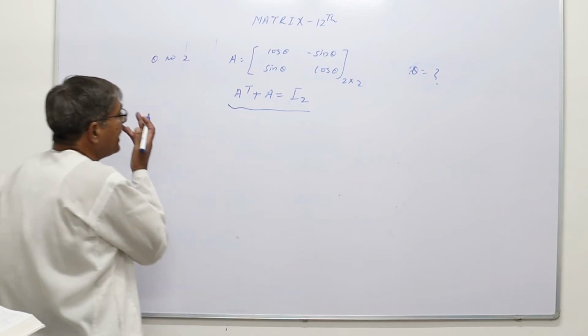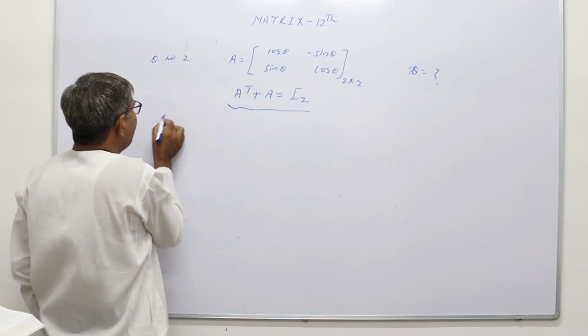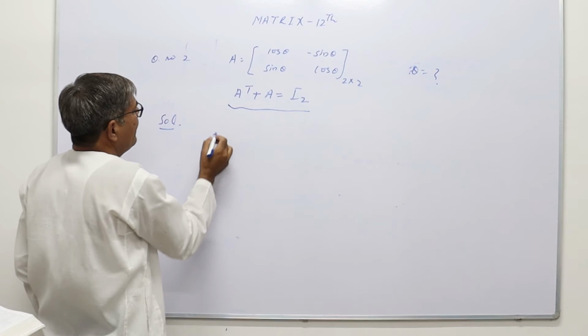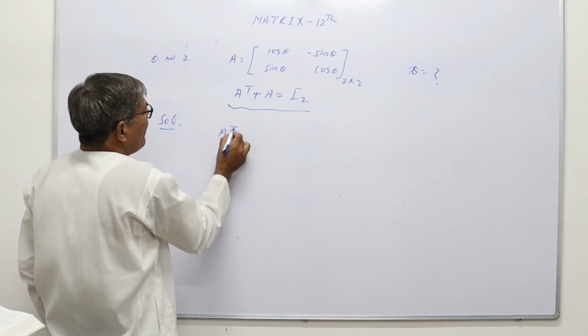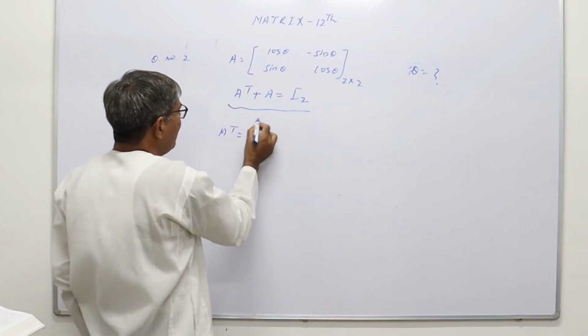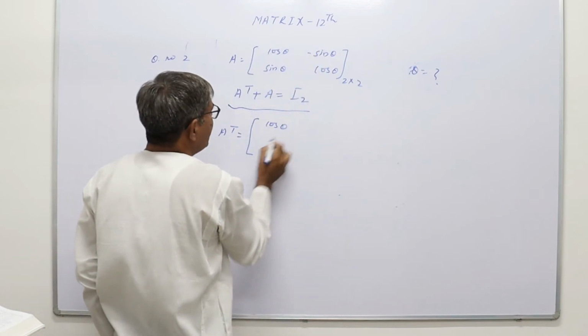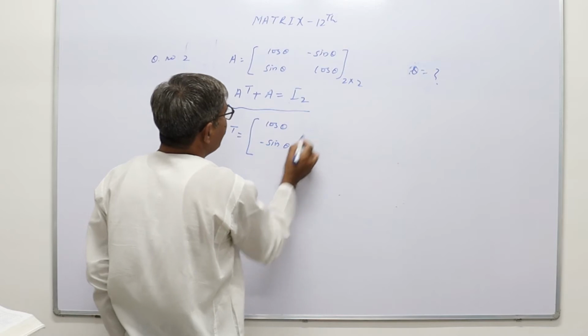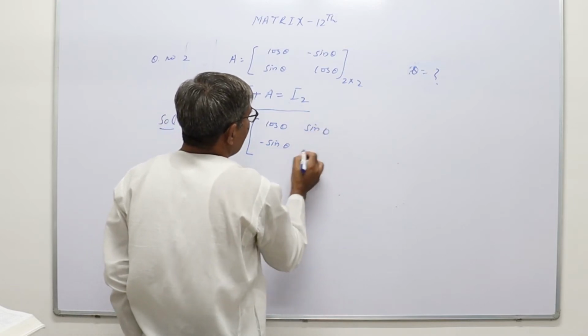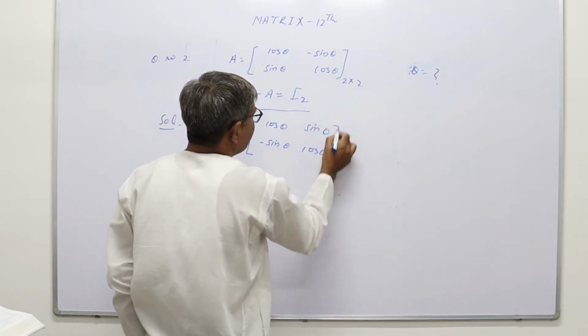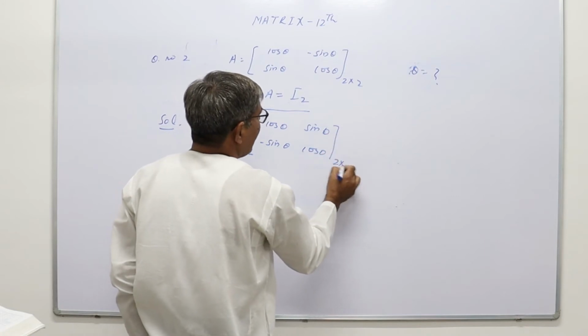So first here A is given. So how we will find? First of all, we will find the transpose of A. How we will find the transpose? Write first row into first column. So cos theta, minus sin theta, sin theta and cos theta. This is the transpose of the given matrix.